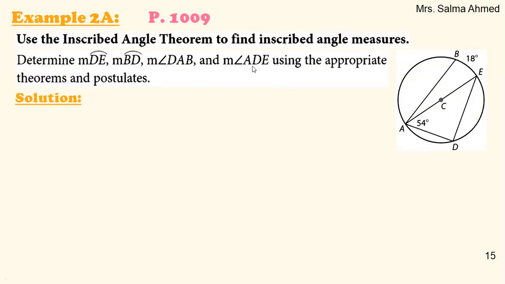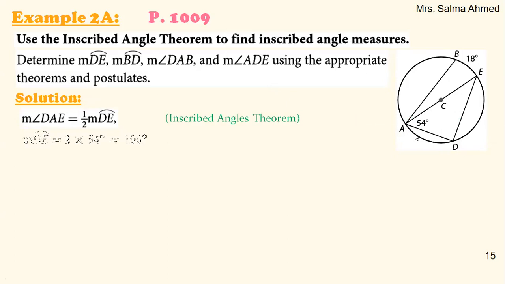Using the theorems and the postulates that we took, the measure of angle DAE is half that arc DE. So we have the relation from the inscribed angle theorem that the inscribed angle is equal to half that arc. So to get that arc, we have to multiply the angle by 2. So 2 times 54 gives me 108. So this is the first one.